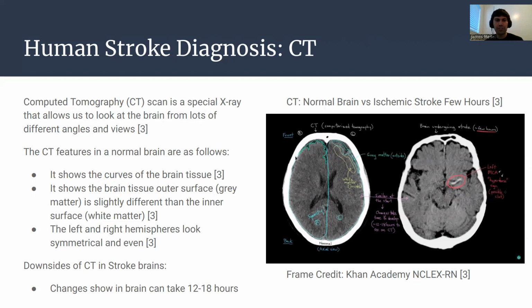So the CT features in a normal brain, again, it's this curvature that we talked about where you could easily trace it, or the delineated curves. The outer surface and the inner parts of the brain are contrasting, so that gray and white matter, and the symmetry. But one of the downsides of the CT and stroke brains is that the changes typically show up at least 12 to 18 hours after the patient has gone through a stroke. So it takes time for the brain changes to appear in a CT scan.